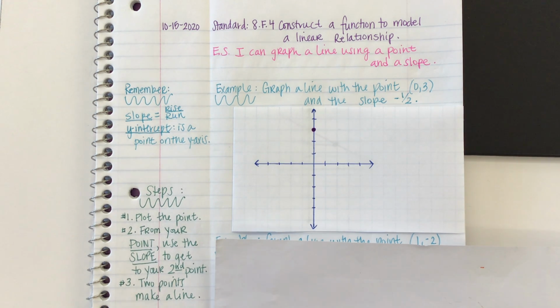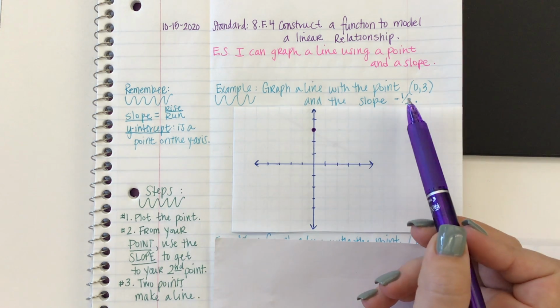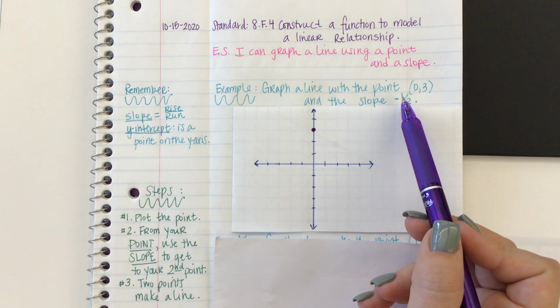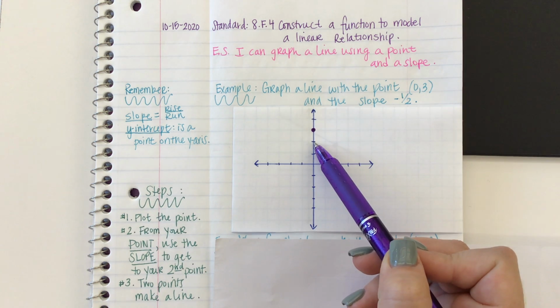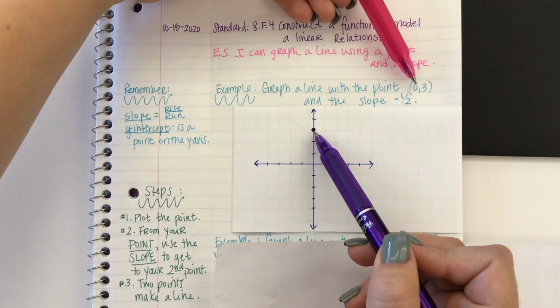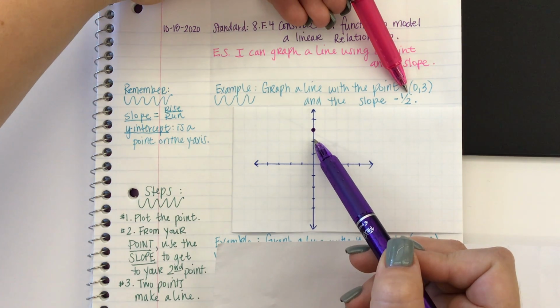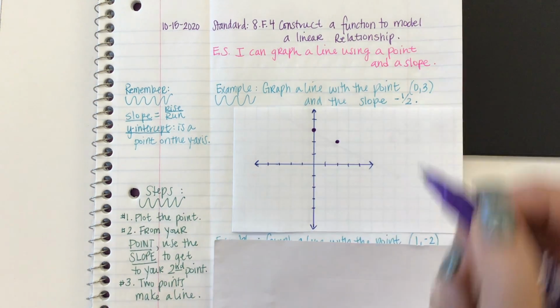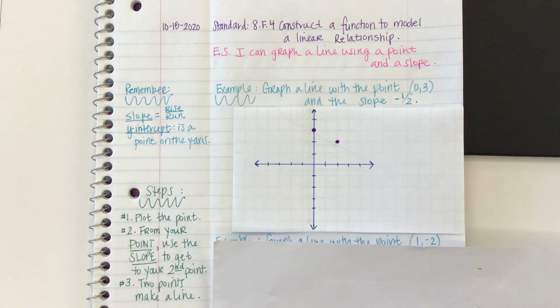The next step is, from your point, the point that I just plotted right here, (0, 3), use the slope to get to the second point. My slope is -1/2. This means my rise is -1, so I go down 1. And my run is +2. So I go down 1 and then I go over 2 to the right, because the 2 is positive, therefore that's a +2.